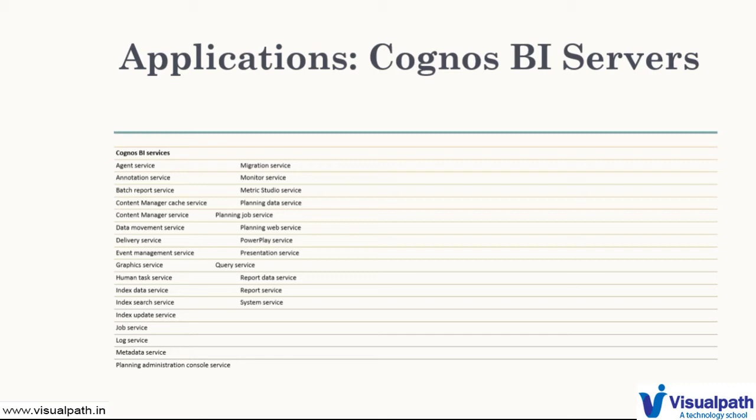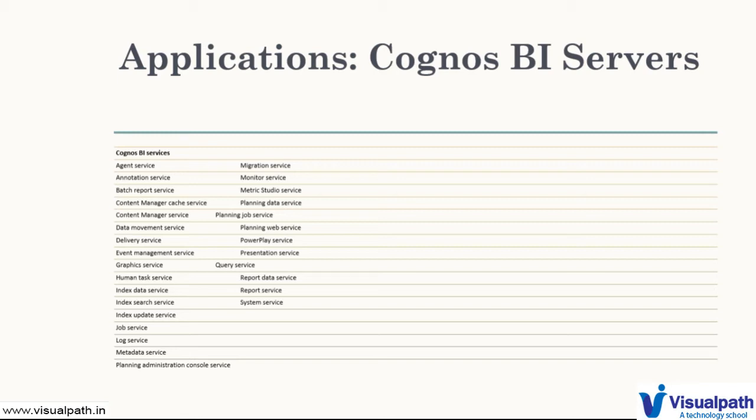Then we have the graphic service. This service produces graphics on behalf of the report service. Graphics can be generated in formats such as raster, vector, Microsoft Excel, XML, and PDF. Then we have the human task service. This enables the creation and management of human tasks. A human task such as report approval can be assigned to an individual or group on an ad hoc basis or by any other services.